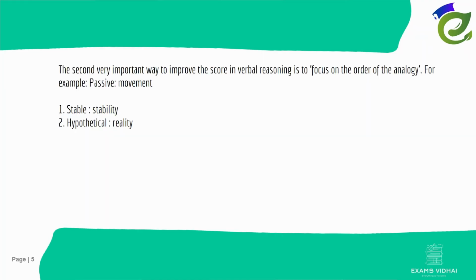The second very important thing is that you also need to focus on the order of analogy. This means, for example, stability, hypothetical, reality. They need to be in the same order. It must be, say, S, no and again S, no, not S, no and no, S. So it must not be different. These are given to confuse us a lot. You will understand more about this when we do the problems.